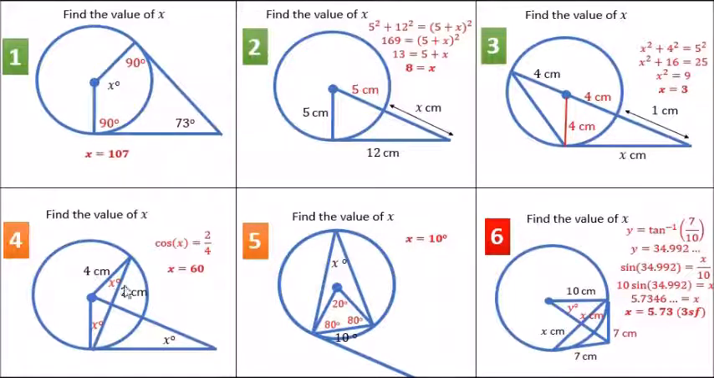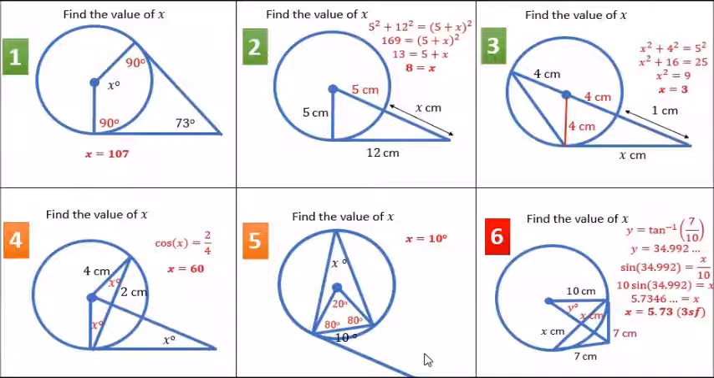Then, because we have a right angle here, we can use trigonometry. We have the adjacent and the hypotenuse, so we're going to use cos. So cos of x is 2 over 4, so cos of x is a half. Now, cos of x being a half, that's an exact value. Cos of 60 is a half, so x must equal 60.